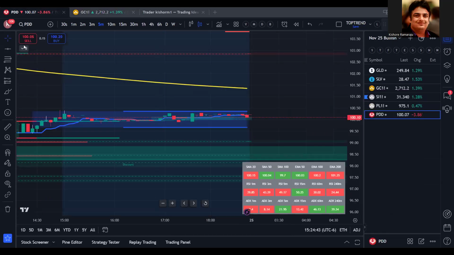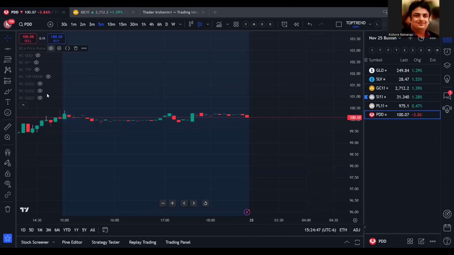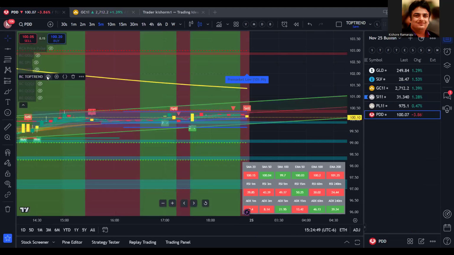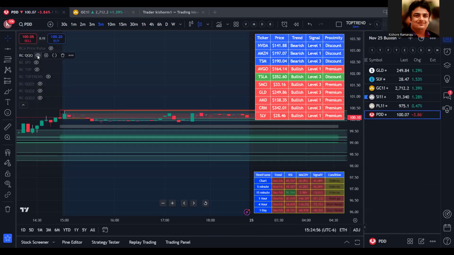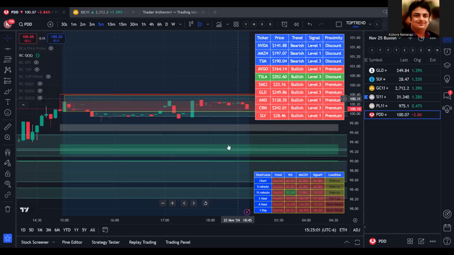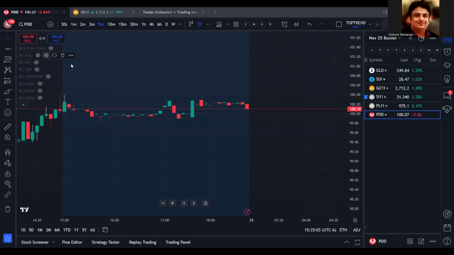Right. So these are our major ones, right? The price pulse is our number one, and then you have top trend, number two, and then you have these QQQs, PI or DSSS, DSFS. They will give you which are close to discount, which are close to premium, and then there is one more.